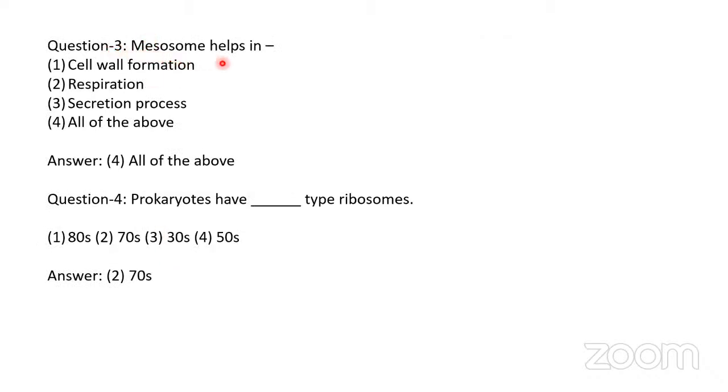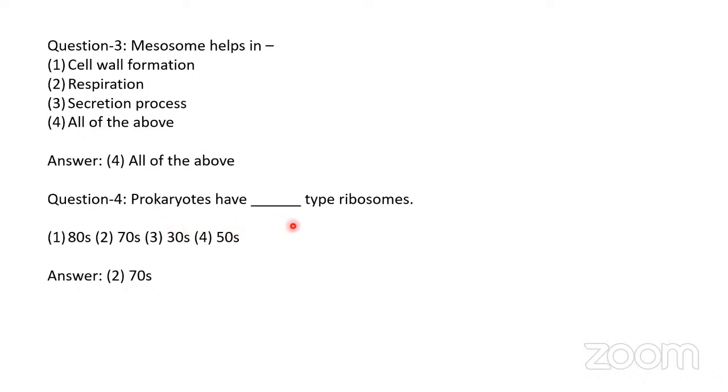Question 3: mesosomes help in, as we studied just now, cell wall formation. They help in respiration. They help in the secretion processes in the bacteria. So all of these options are the correct answers. Mesosomes help in cell wall formation, respiration, the secretion process, and the division of the DNA into both the daughter cells.